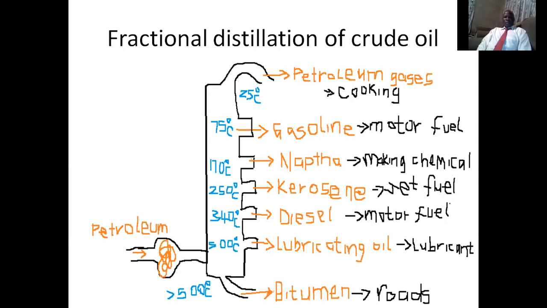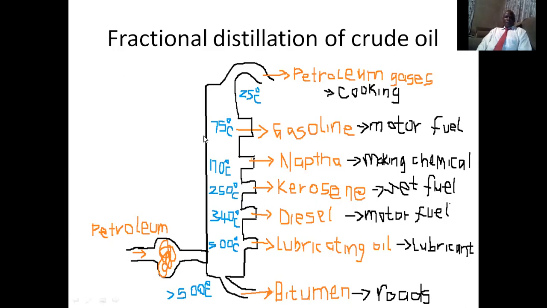And so I've just selected the maximum temperatures here. It is actually a range. So up to 340 degrees Celsius, we have the collection of diesel as a fraction. Diesel, we are aware, is used in motor fuel. And at up to 250 degrees Celsius, we have paraffin or kerosene, which is used in jet fuel.